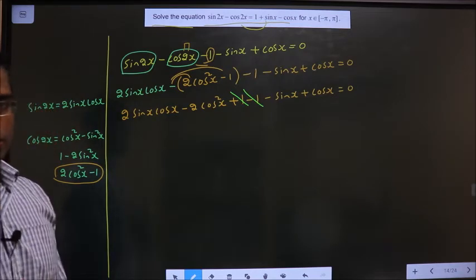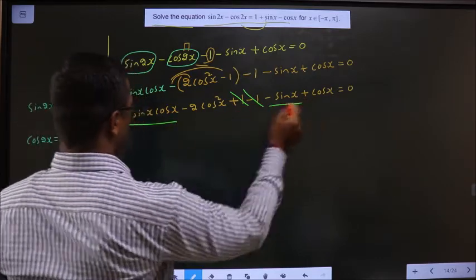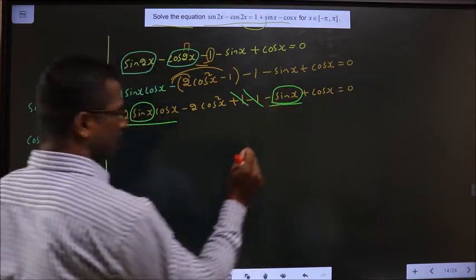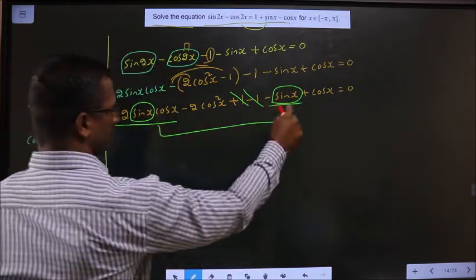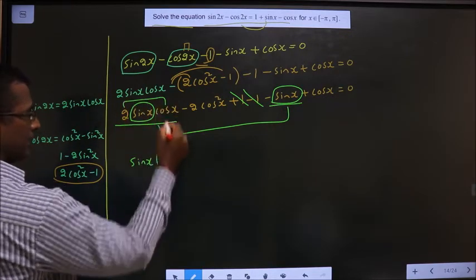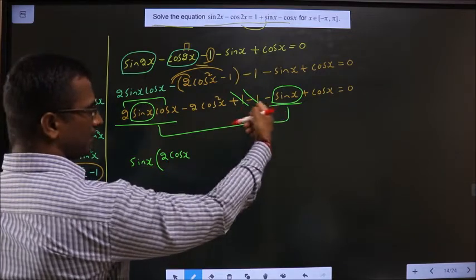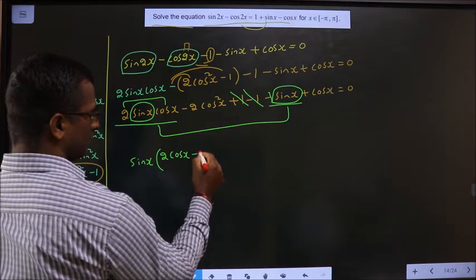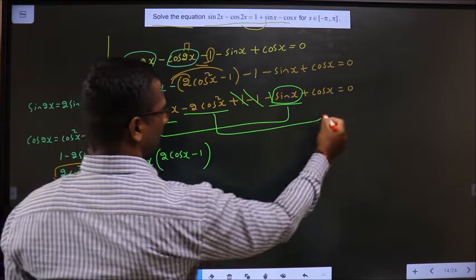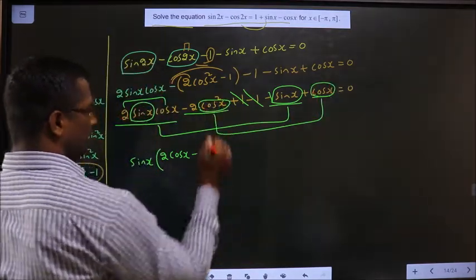Next, what will I do? Look at these two terms. Both of them have got sin in them. So I will take sin x common from these two. When I do that, in this I am left with 2 cos x. And over here sin x came out, leaving you 1. So minus 1. Same thing. Now here and here, cos x is present in both. So I will take cos x common.